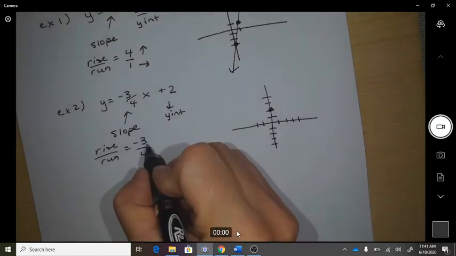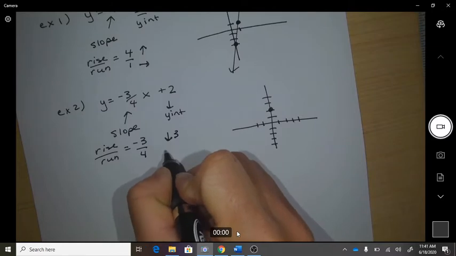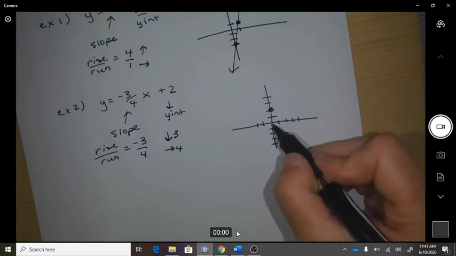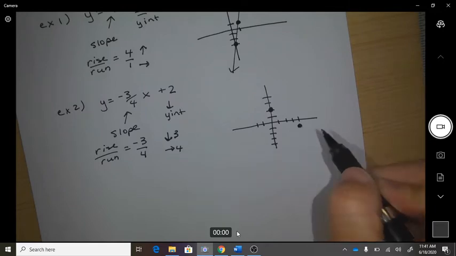So this would be negative, so I will be going down 3. And then this is positive, so I will be going right 4. So go down 3 and right 4, and that's your next point.